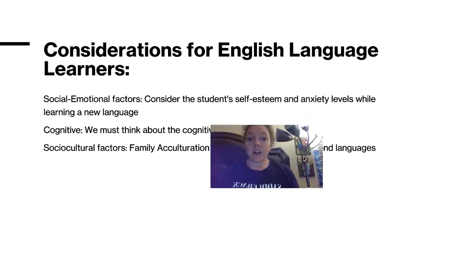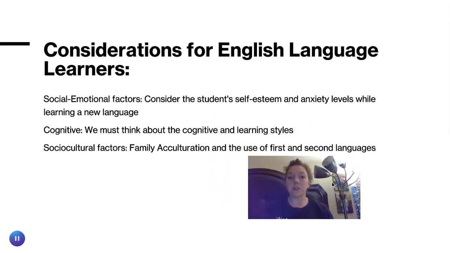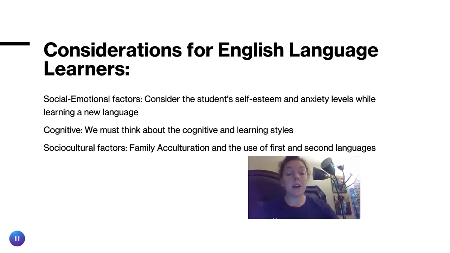So considerations for English language learners. Social emotional factors. We need to consider the student's self-esteem and anxiety levels while they are learning a new language. So sometimes learning a new language or going into a new classroom can be a very scary thing for students, and we want to make sure that we're supporting not only their language learning, but also their level of anxiety and their level of self-esteem. We want to make sure that they feel good about themselves and they feel confident, because it's hard to speak a new language if you're not confident. So we want to build up that self-esteem, let them know that they're doing a good job, let them know that we're proud of them and that they are moving forward.